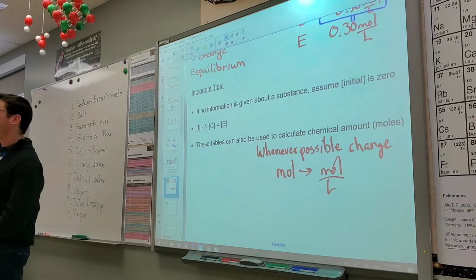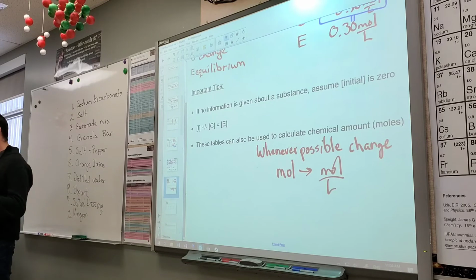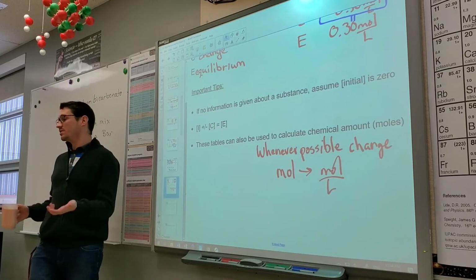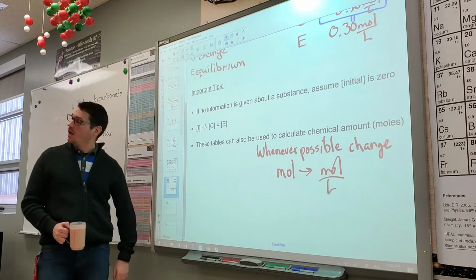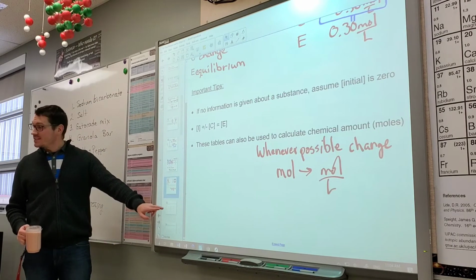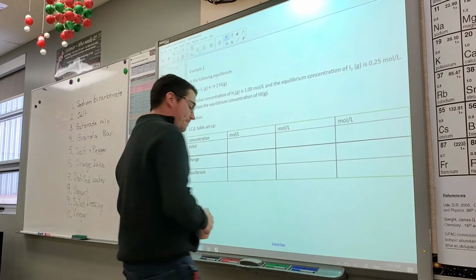Moles per liter is going to be way more useful to us in 90% of the cases, but in some cases it doesn't really matter, so whatever, it's all good. Let's go through an example. And we're going to set up ICE tables very specifically, in a very specific way.